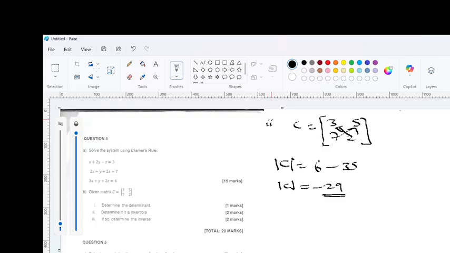Okay, then we go to B2. B2, determine if it is invertible. Now, how do you know that a matrix is invertible?